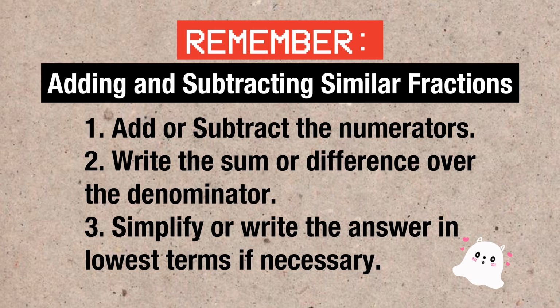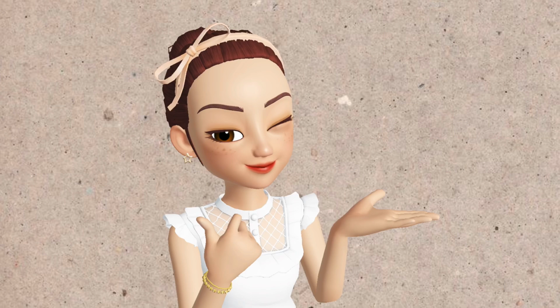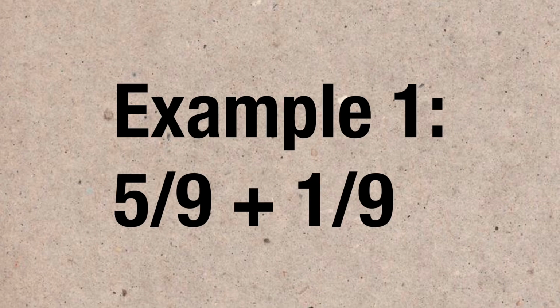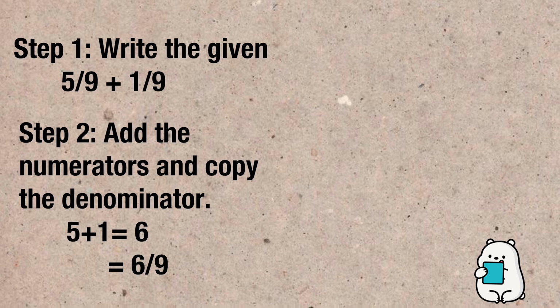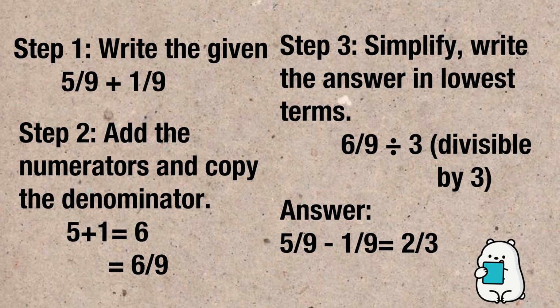1. Add or subtract the numerators. 2. Write the sum or difference over the common denominator. 3. Simplify or write the answer in lowest terms if necessary. Here are the examples. Add 5/9 plus 1/9. Step 1. Write the given. Step 2. Add the numerators and copy the common denominator. Step 3. Simplify. Write the answer in lowest terms.